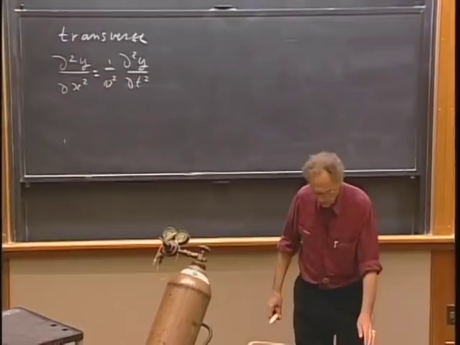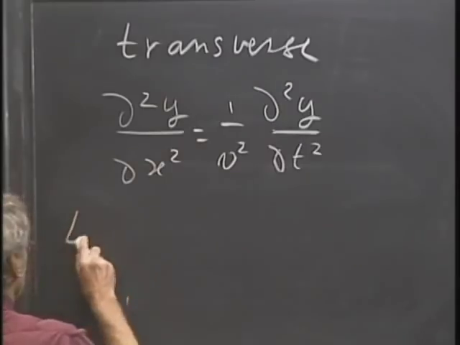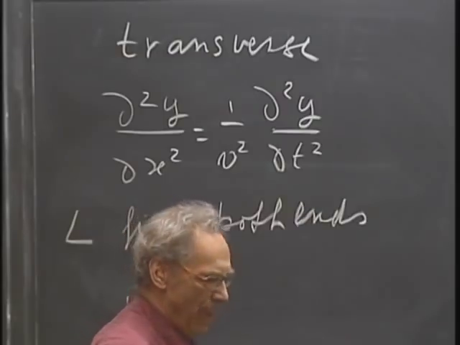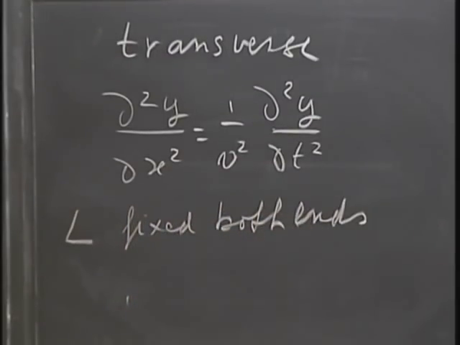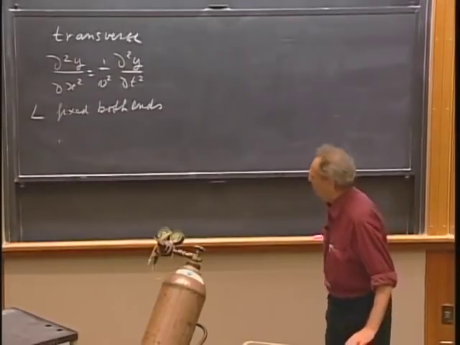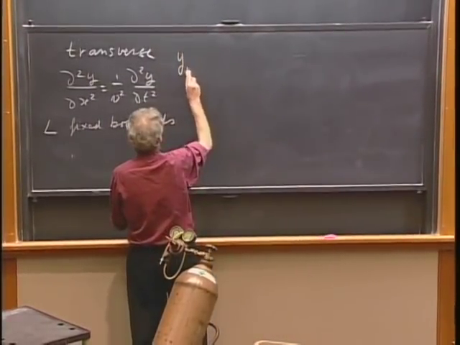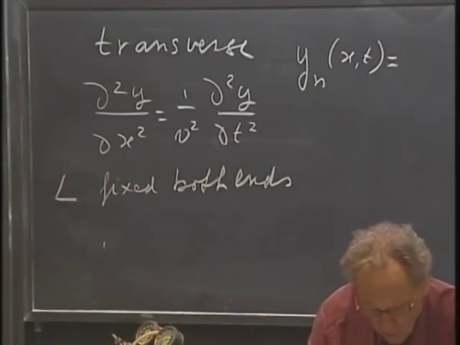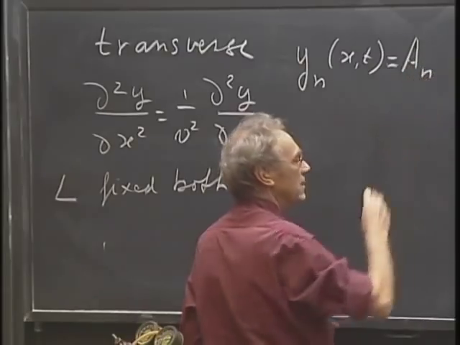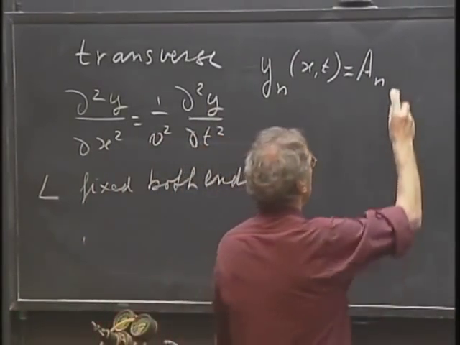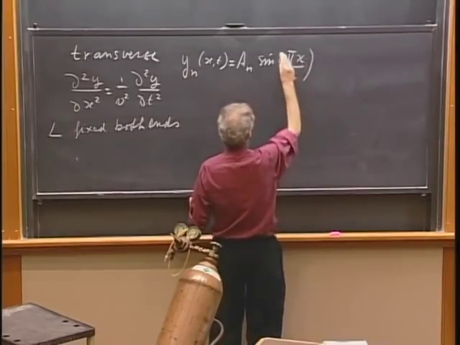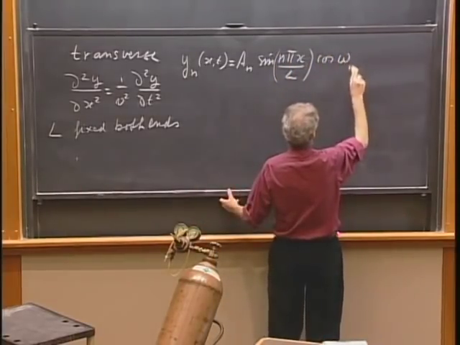So for instance, if we have a string with length L, fixed on both ends, then the boundary conditions determine the precise allowed solutions. We call them eigenstates in quantum mechanics. And I can write down now the displacement y in the nth mode as a function of x and t. We give the amplitude of the nth mode a value that can differ from mode to mode. So we get A_n, and then the sine of n pi x divided by L, and then the cosine of omega_n times t.